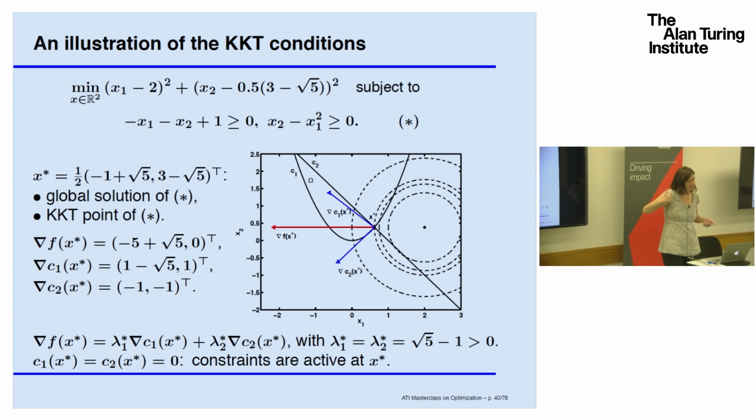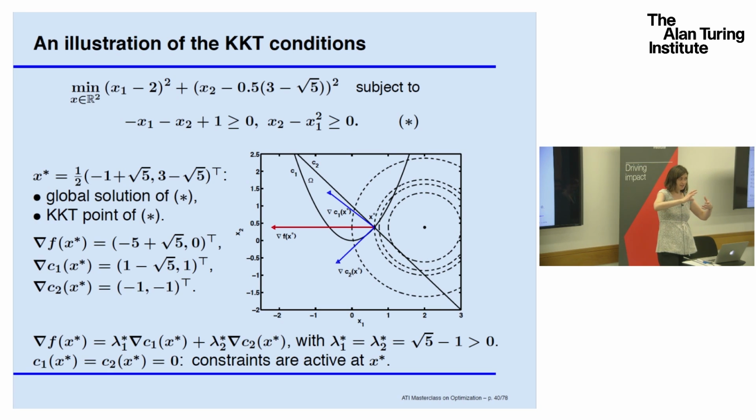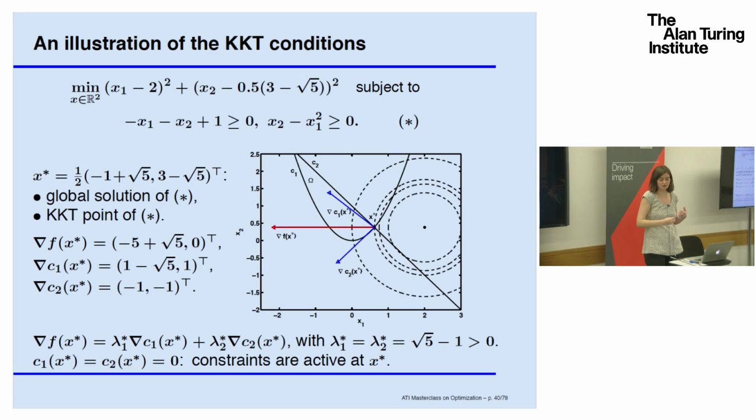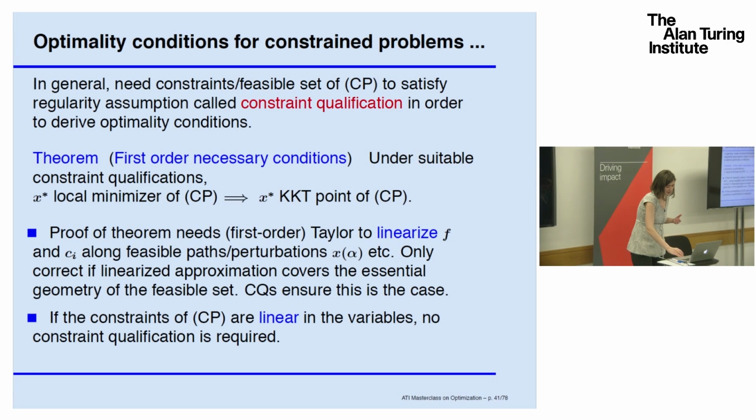So we'll see in a moment. I'll say this again for just one constraint in a moment. Essentially, the gradient of f has to be in the cone generated by the constraints for inequalities, or in the span of the gradients of the constraints for equalities. Is any local minimizer a KKT point? No.